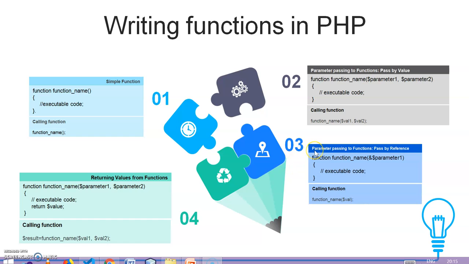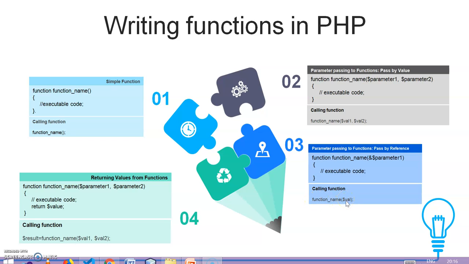Then the third type of function we can declare in PHP is pass by reference. If we take an example, the syntax for it is the function keyword, then the function name, and while declaring the parameter we have to write the ampersand. It is for the location, the address, and then the parameter name, and then the body of the function. How can we call this function? While calling it is simple: you have to write the function name and value.